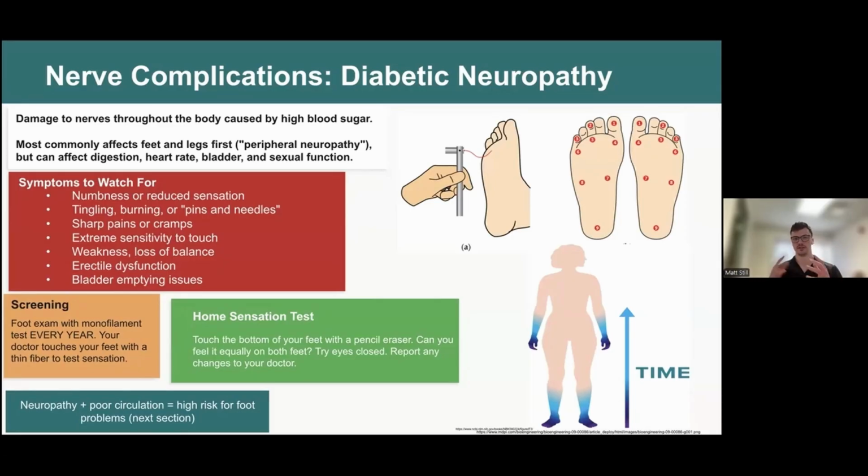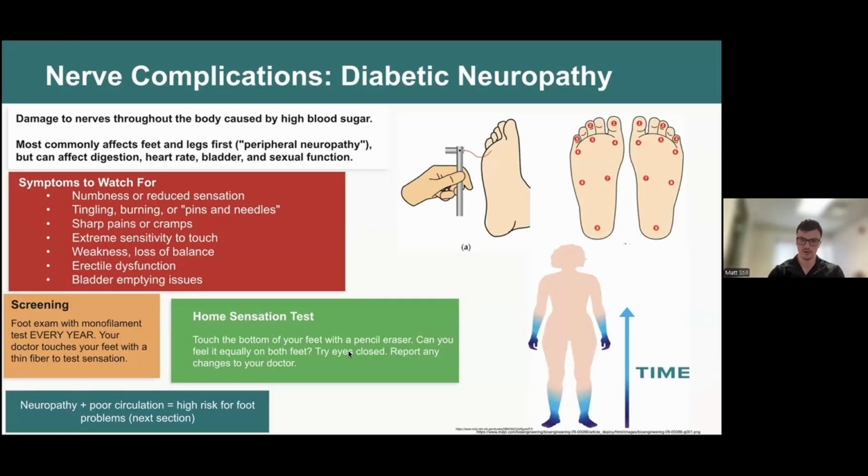If this is present, there are certain medications that sometimes can help with the pain, but typically the mainstay of treatment is just better blood sugar control. Some of these can get to a point where it's irreversible, but if you catch it early enough and you're aggressive with your blood sugar control, some of that sensory change can be reversed.